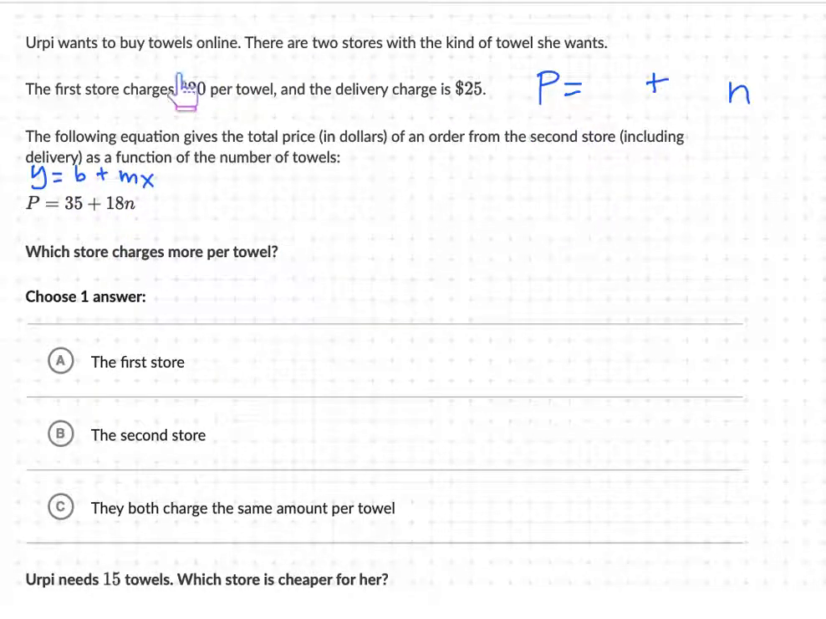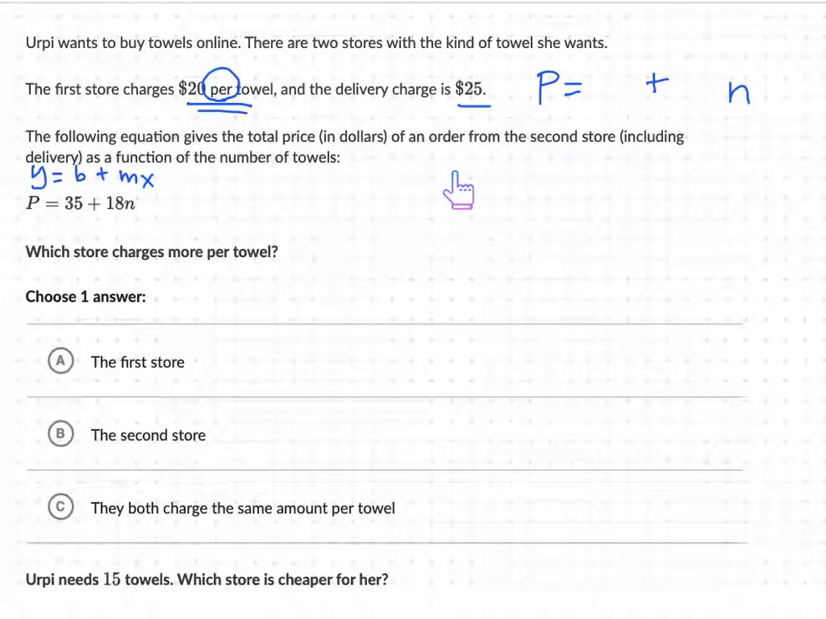Okay, so here they have a charge of $20 per towel. Per tells you that every time you get an additional towel, it's going to change. It's going to be an additional $20. And then the delivery charge is $25. So think to yourself which one is going to change and which one's not going to change. The delivery charge is not going to change. It's just going to be added to your bill at the end.